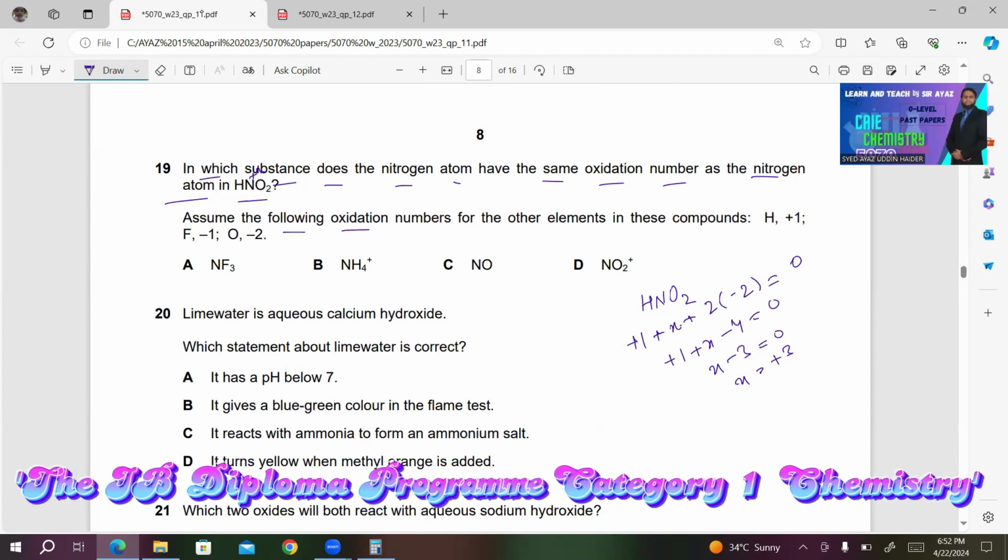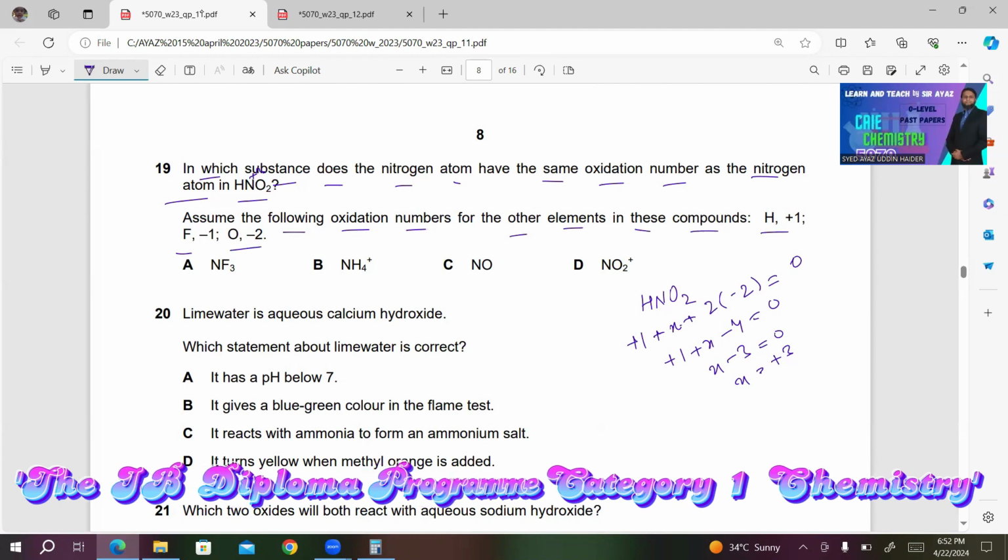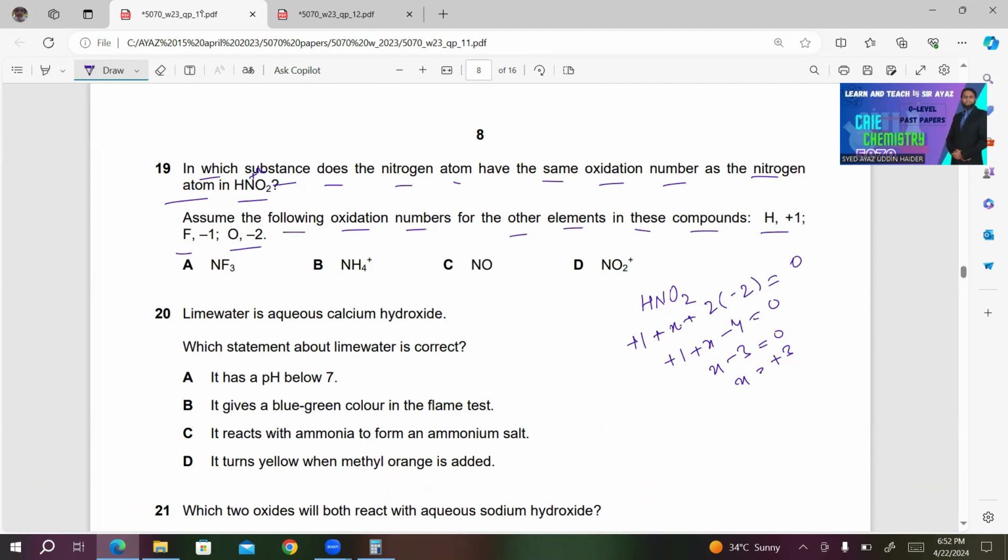Assume the following oxidation numbers for the other elements in these compounds: H +1, F -1, O -2. They have provided this information. So N must be +3. A must be the right answer. In A, it's carrying +3 because there are 3 atoms of fluorine and each fluorine is carrying -1.